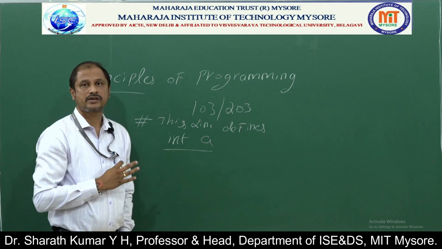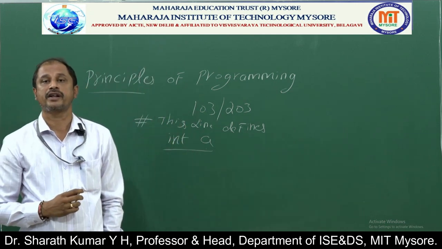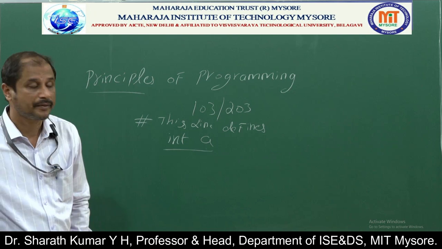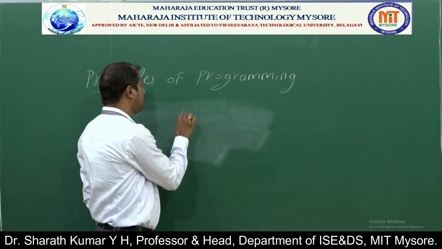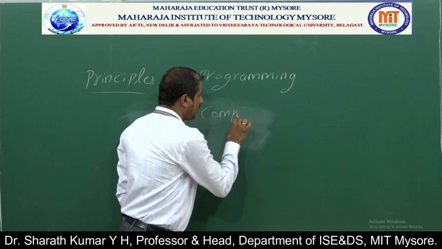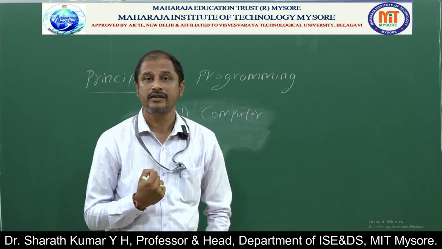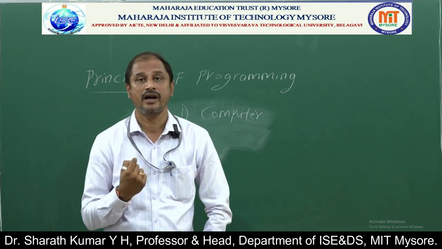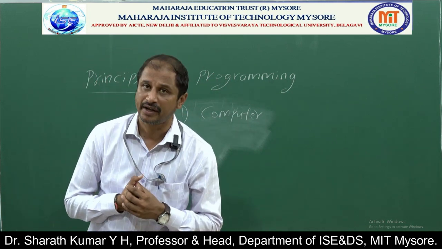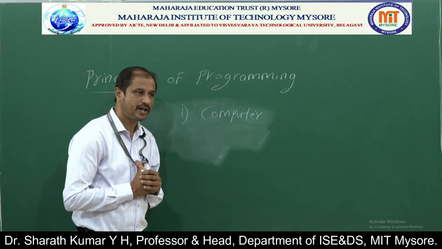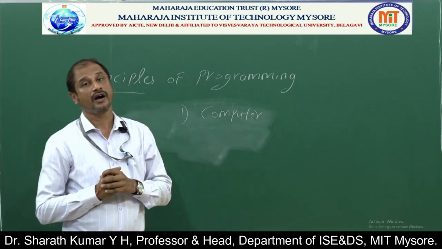Next are some of the objectives of this course. What objectives are you going to learn in principles of programming? The first thing we are going to learn is computer architecture and the basics of C programming. You will learn the architecture of a computer and the basics of programming. That is the first objective in this course called POP, Principles of Programming.